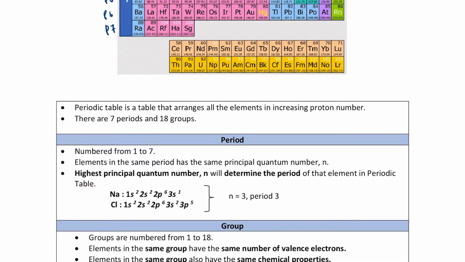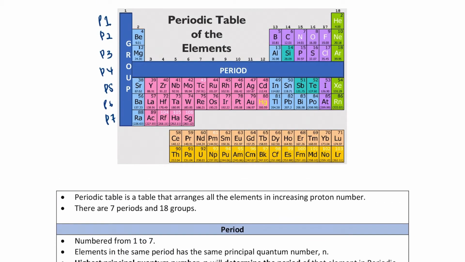Before this, in the learning outcome, we want to determine the position of the element in the periodic table from its electronic configuration. So the first way to determine the period is to look at the value of n, and the n you look at is the highest principal quantum number in the electronic configuration. For example sodium, its n has 1, 2 and 3, but the highest principal quantum number is 3. So that means sodium is in period 3.